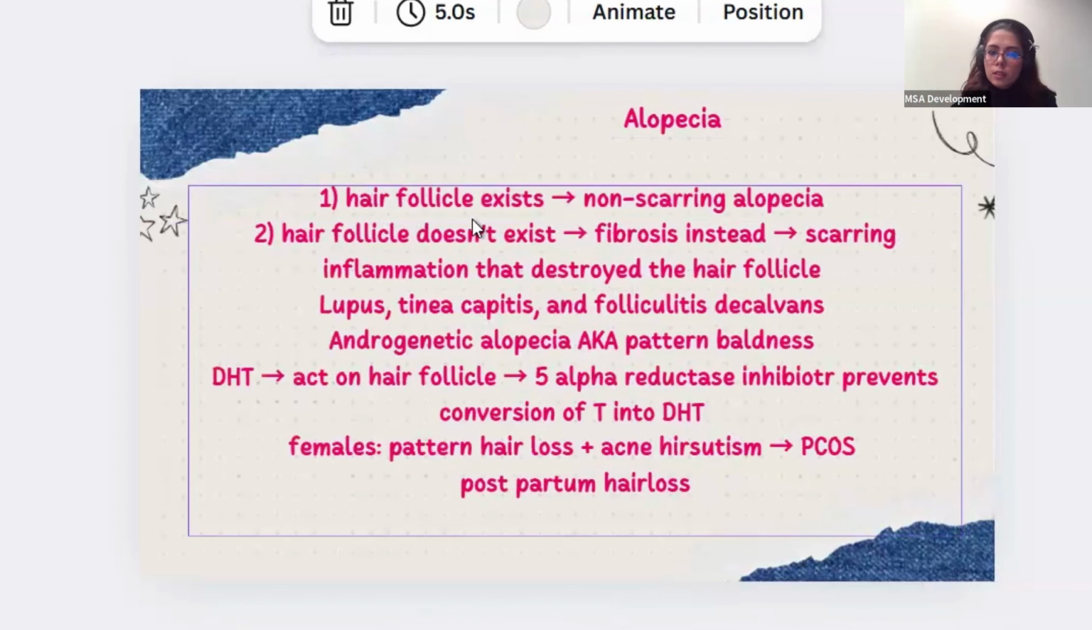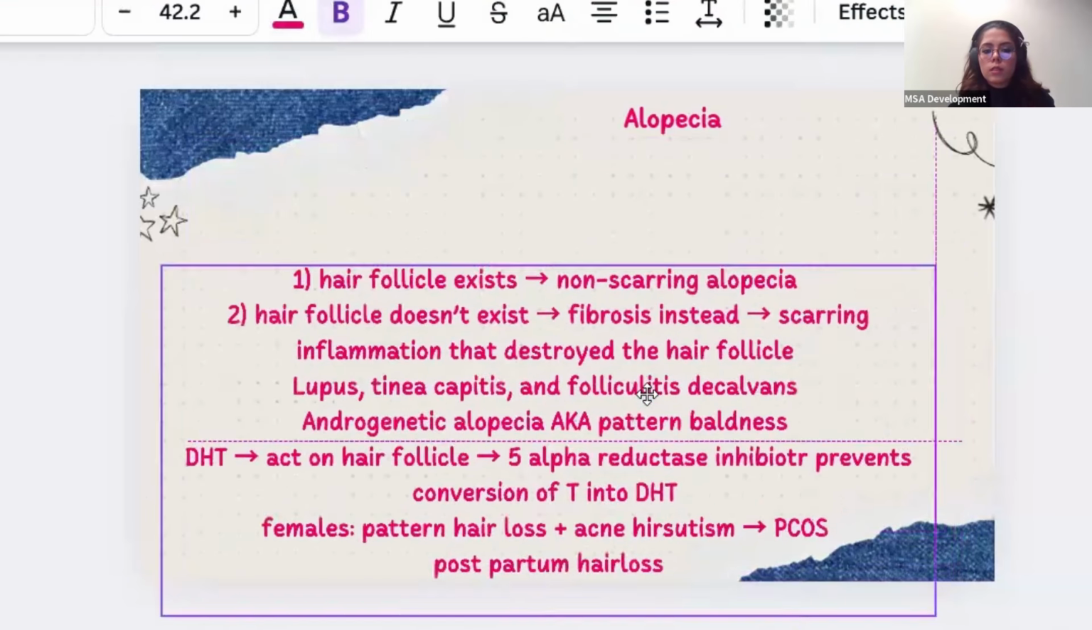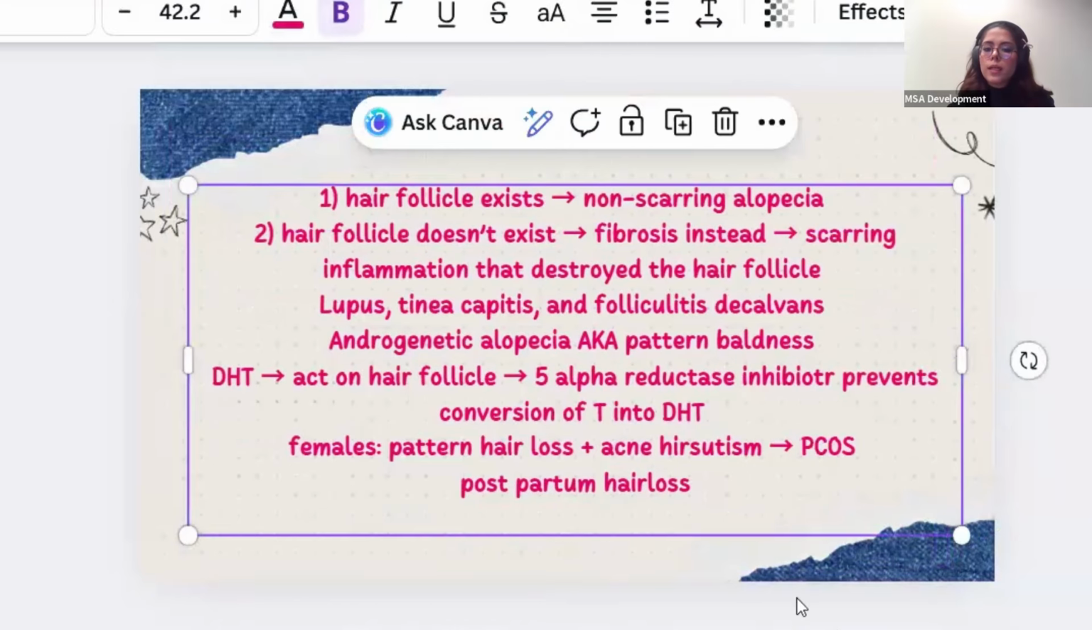Alopecia, there are types to it. If the hair follicle exists, it's non-scarring alopecia. If the hair follicle doesn't exist, there's fibrosis instead, there's scarring. Inflammation that destroyed the hair follicles: lupus, tinea capitis, folliculitis decalvans. Oh, go back. Okay. Female pattern hair loss plus acne, hirsutism.